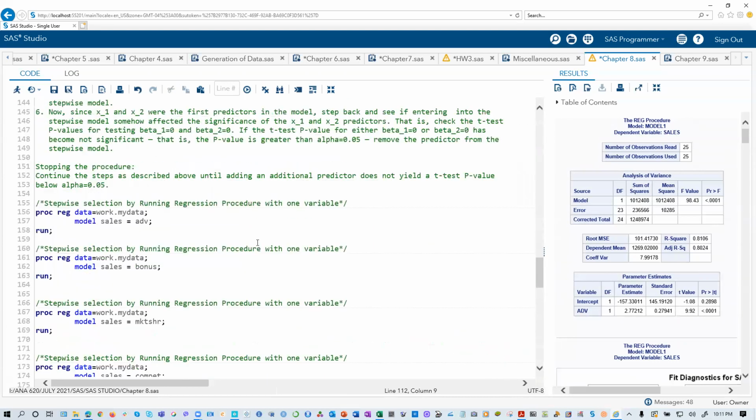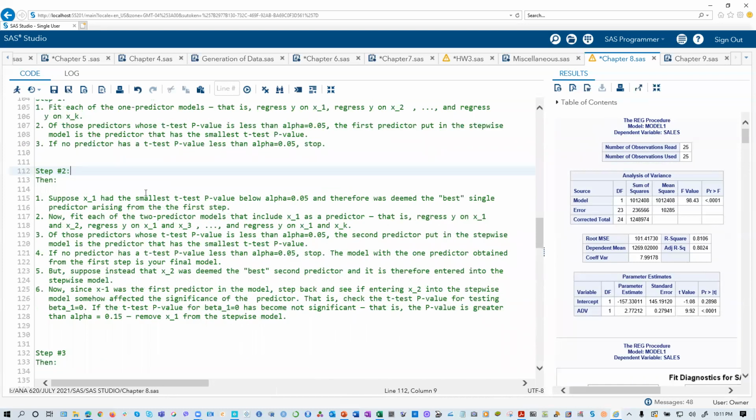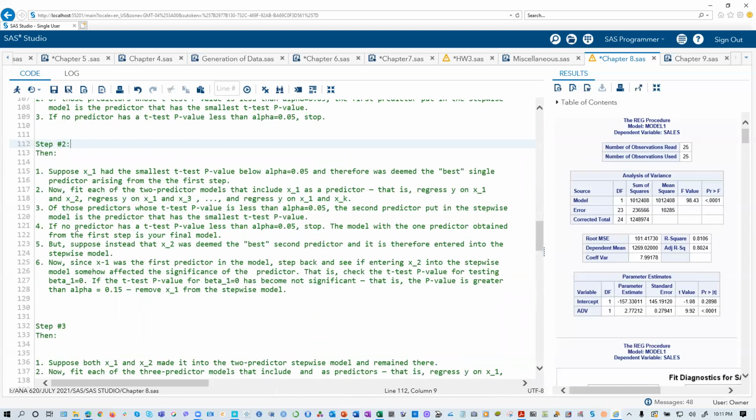And if no predictor has a t-test p-value less than alpha, stop. The model with the one predictor obtained from the first step is your final model. But suppose instead that x2 was deemed to be the best second predictor, and it is therefore entered into the step 2 model. Now, since x1 was the first predictor in the model, step back to see if entering x2 into the model somehow affects the significance of the x1 predictor.